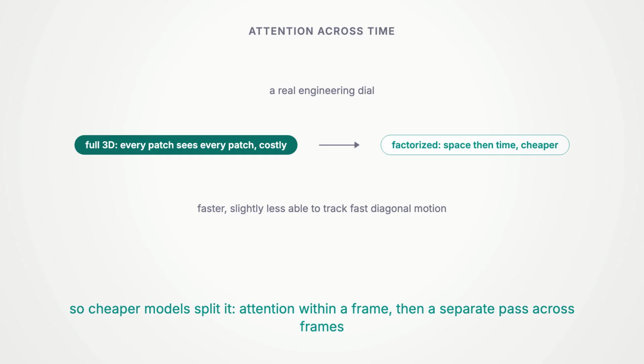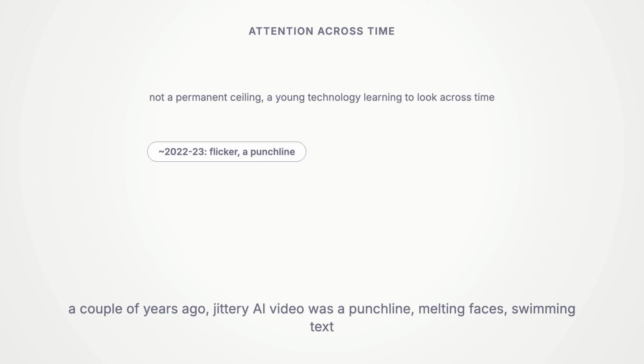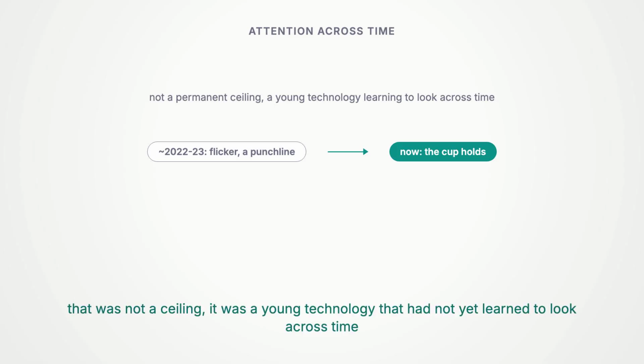And notice the shape of this story because it is the shape of the whole field. A couple of years ago, jittery AI video was a punchline, melting faces, swimming text, a dog with a shifting number of legs. That was not a permanent ceiling. It was a young technology that had not yet learned to look across time. Once it did, the flicker mostly went away.